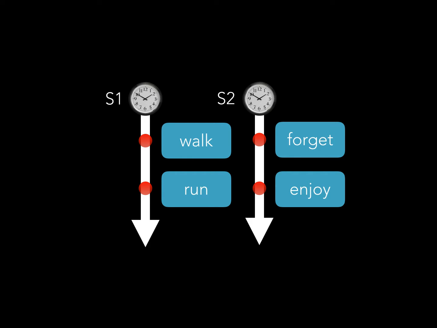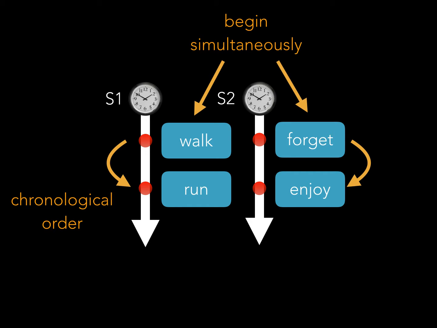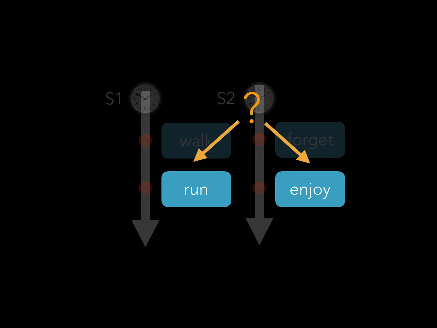Now imagine adding a second event to the S1 story thread. We know that the running will occur after the walking and that the enjoying will occur after the forgetting, since the order of events within a given story thread is deterministic. We also know that the walking and forgetting will begin simultaneously, and that the running and enjoying will end simultaneously, since S1 and S2, being parallel threads, must begin and end at the same time. However, what if we want to know which begins first, the running or the enjoying? There is no way to tell, since the order of events between parallel threads is undefined. It is possible that the running occurs before the enjoying, after the enjoying, or at the same time as the enjoying.